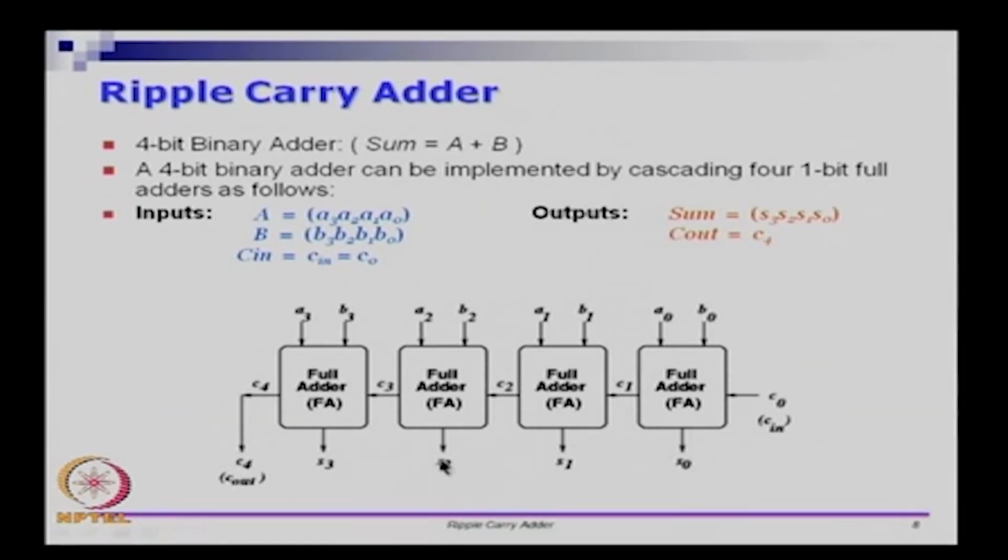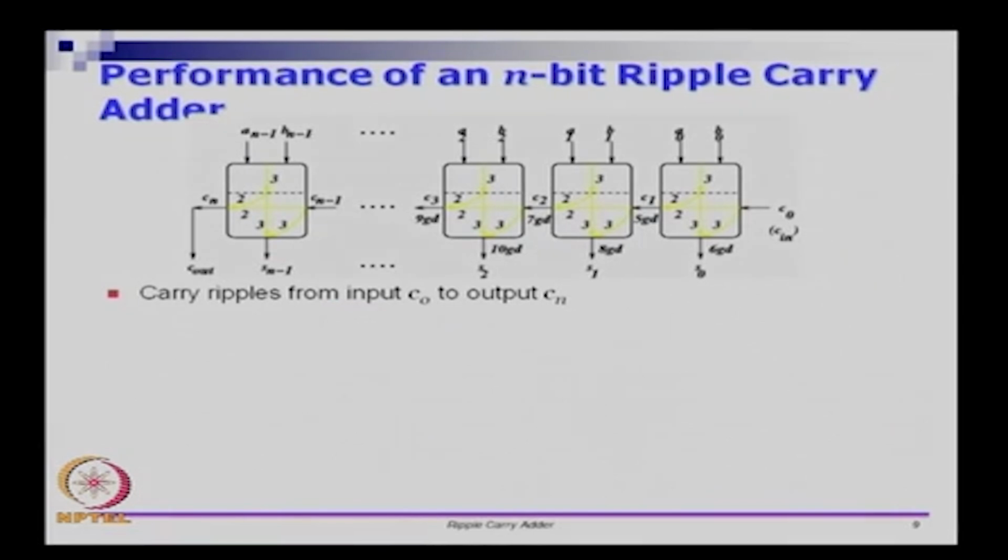The result will be 1 followed by 4 zeros. So that carry generated from here rippled through all the way here, and there is a reason why we are looking at this circuit. The delay that you get from this circuit is quite long. So let us see what the delay is.